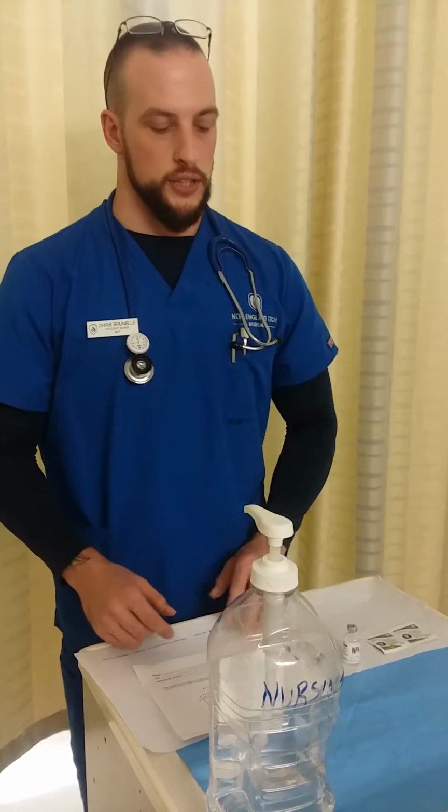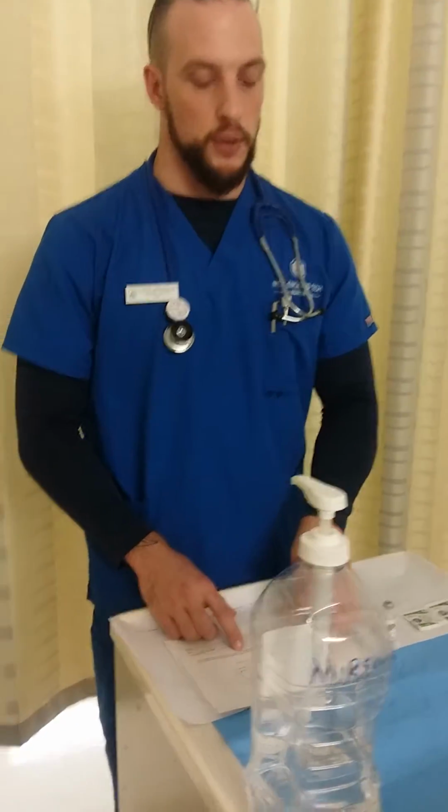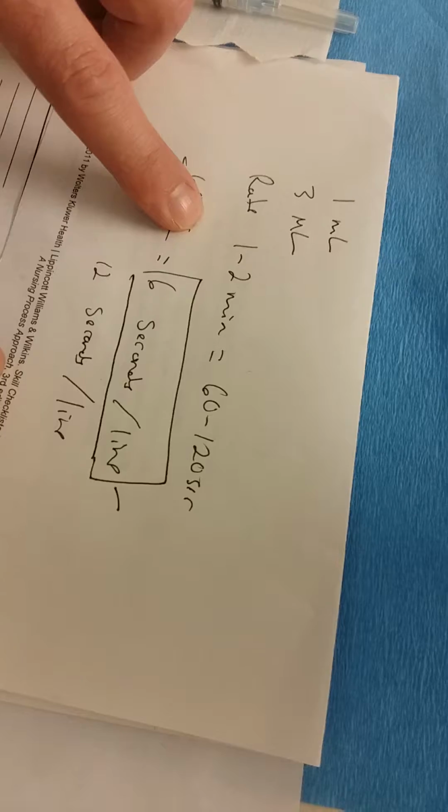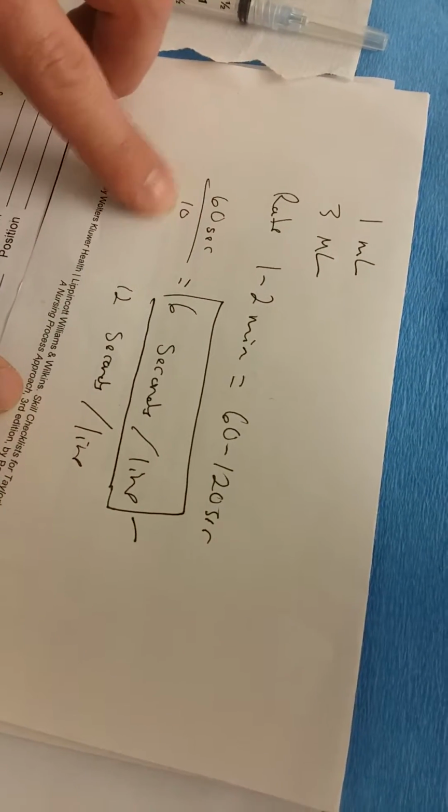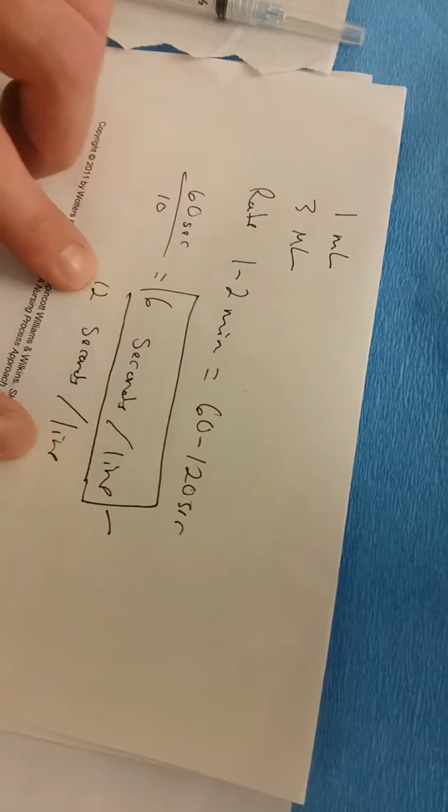So I've already done the calculations for the medication itself, so today we'll be administering 1 milliliter of medication out of a 3 milliliter syringe. The prescribed rate for that medication is 1 to 2 minutes for that 1 milliliter. So 60 seconds over the 10 lines, and 1 milliliter is 6 seconds per line.